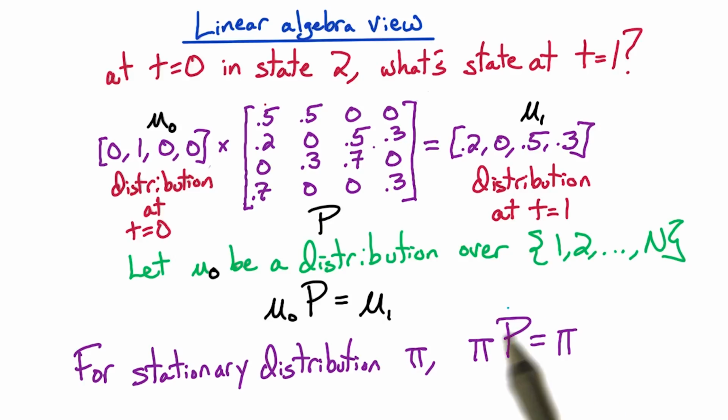What does that mean in terms of linear algebra? Well, this pi is an eigenvector with eigenvalue 1. So pi is an eigenvector for this matrix P, and it's an eigenvector with eigenvalue 1. 1 turns out to be the largest eigenvalue for this matrix. So this is the principal eigenvector for this matrix. Now there can be multiple eigenvectors with eigenvalue 1. We're going to look at situations where we know that there's at most one eigenvector with eigenvalue 1. So there's at most one stationary distribution.